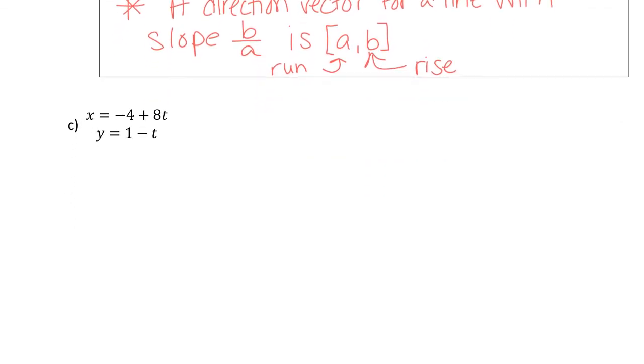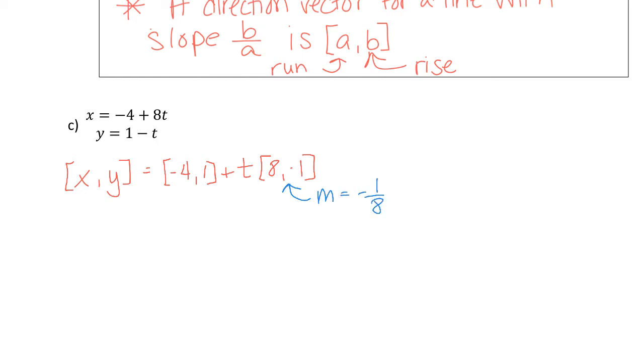Okay, so next question, same question. We want to find a scalar equation of a line. So we're given here the parametric equation. We know that we can rewrite this as a vector equation. So I have -4, 1 plus t, 8, -1. Great. And from this, I know I can find my slope. So -1/8.